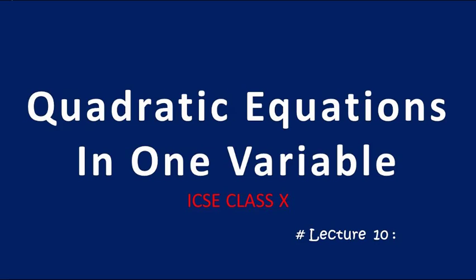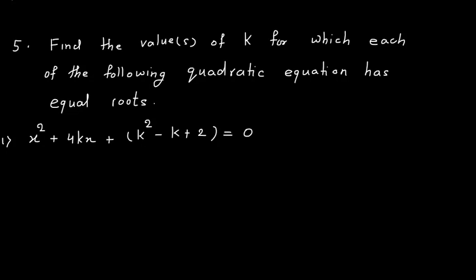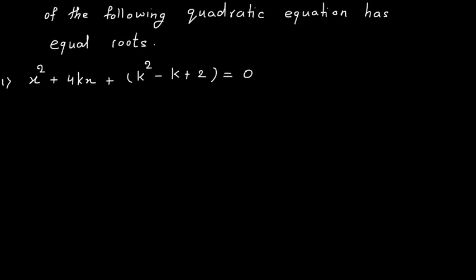Hello everyone, welcome. Now this fifth question: find the values of k for which each of the following quadratic equations has equal roots. We have to find the value of k for which this quadratic equation has equal roots. Now we know the condition that for equal roots, b square minus 4ac should be equal to 0.